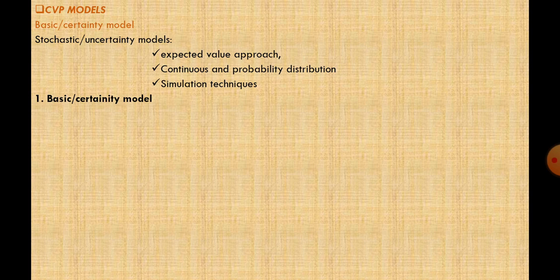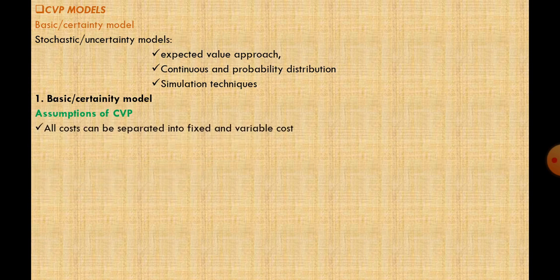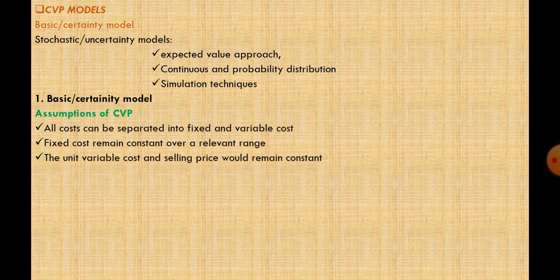The basic or certainty model has assumptions which are derived from the CVP. The first one: all costs can be separated into fixed and variable cost. Hence, total cost is equivalent to fixed cost plus variable cost. Fixed cost remains constant over the relevant range. The unit variable cost and the selling price also remain constant. They do not change.